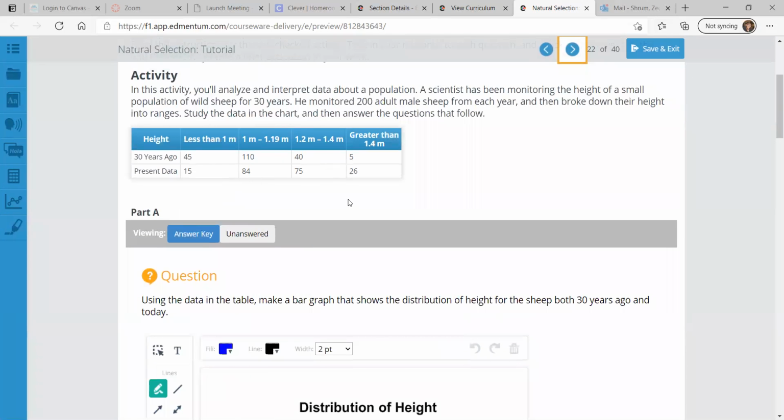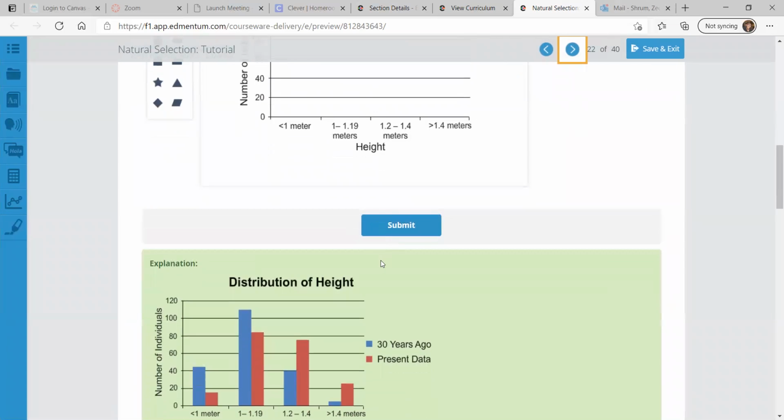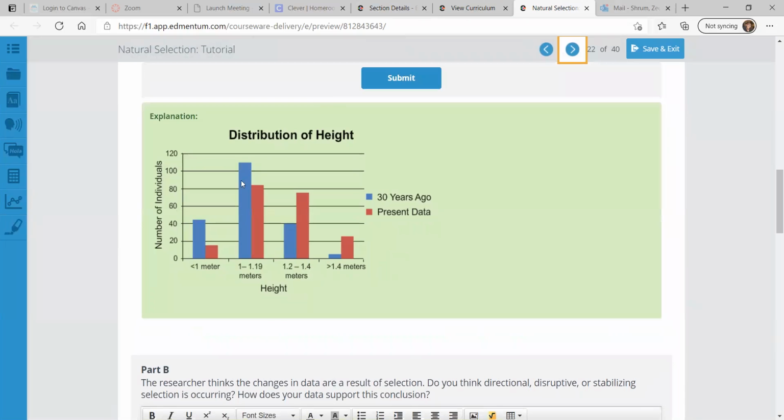So take this data and make a bar chart, and I'll show you the end result. This is a bar chart. We have the data from 30 years ago in blue, and the data from present day in red. And we group them into these four groups: under 1 meter, between 1 and 1.19 meters, between 1.2 and 1.4 meters, and greater than 1.4 meters. And on the x-axis, we have the height. This is the independent variable, and the dependent variable, number of individuals.